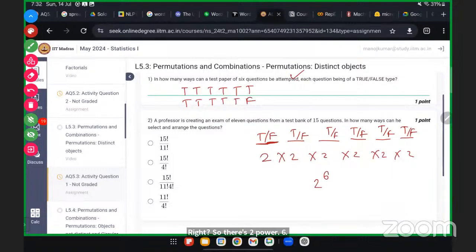But the answer is wrong, sir. What is the answer? You did not consider that not attempting is also an option, so there are 3 options. Sir, he can also not attempt, he can leave the question. The answer is 729, which is 3 raised to power 6.